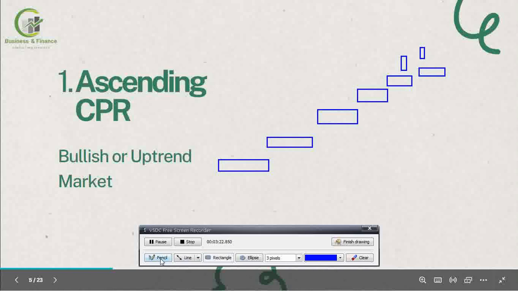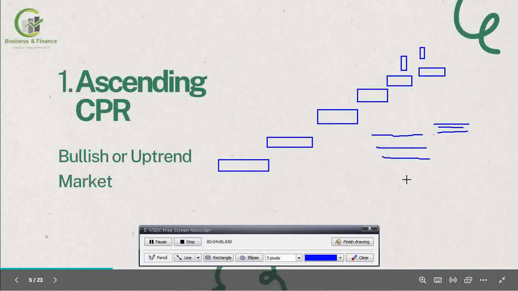Okay. Now in addition to that, if the previous CPR is very wide and the current CPR is very narrow, you will find the current day's trading session will have a trending movement, and you can buy the dip with a larger quantity. It will provide you very big profits with huge momentum in trending markets.